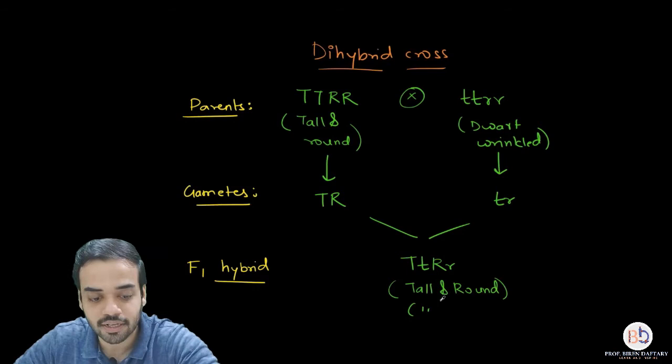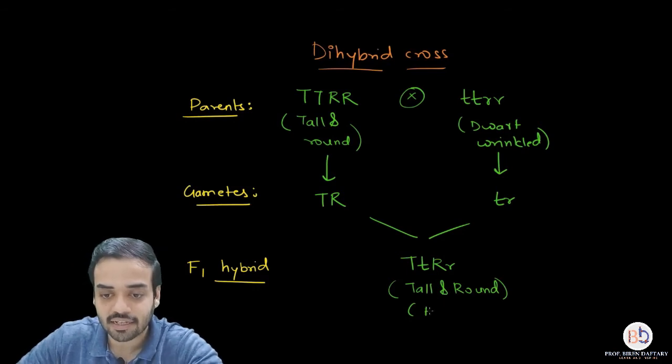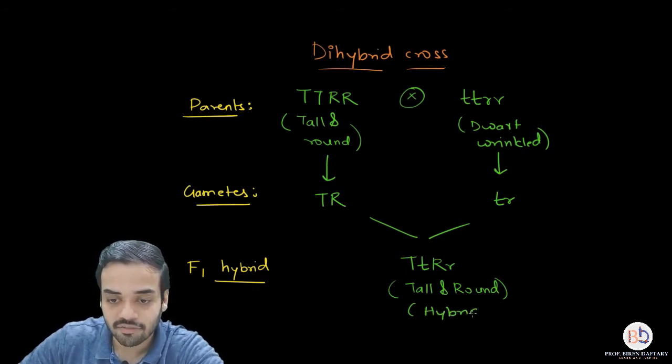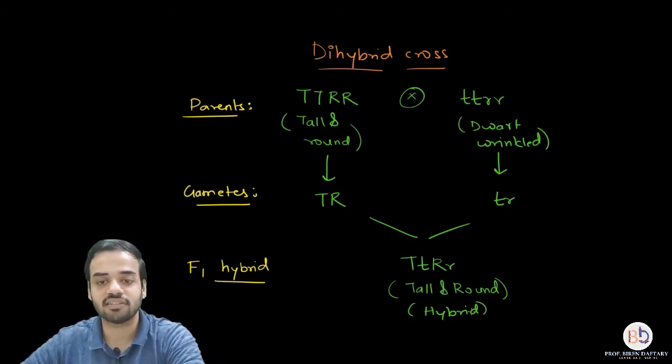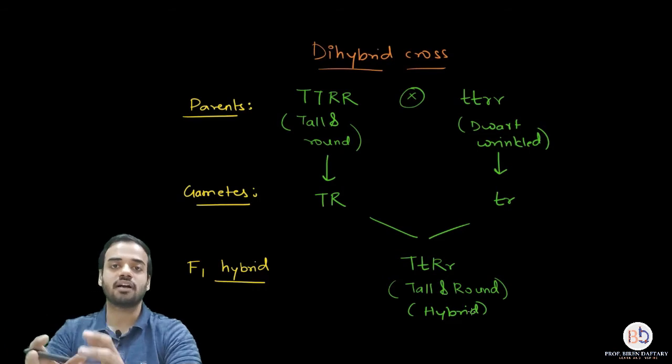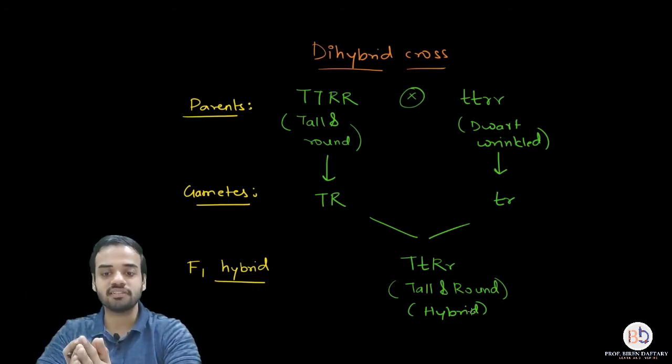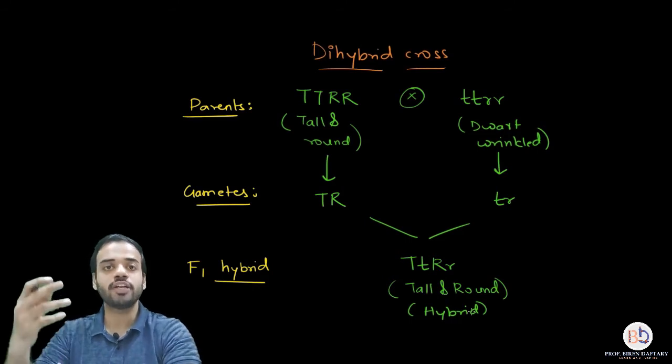What do you mean by hybrid? Hybrid means that it is having both the dominant and the recessive alleles for each character. Is this clear? Whereas both the parents are homozygous parents. Is this clear, or pure parents? Now, following Mendel's law, what do we do with the F1 generation?